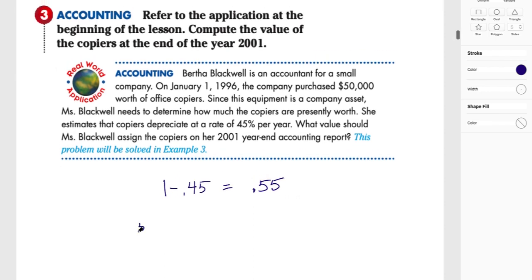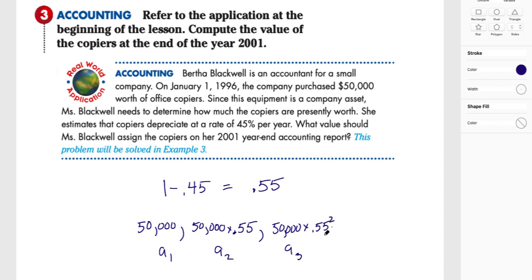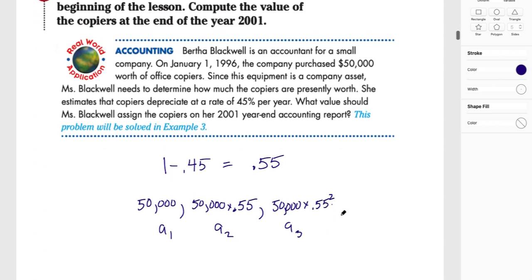So if we start off the first year, it's worth this amount, $50,000. That's how much we bought it for. But the second year, it's going to be worth $50,000 times 0.55. It lost 45% of its value, so it retained 55% of its value. What's going to happen again? We're going to start off with the 50,000 for the third year. So this is the first year, the second year, the third year, and now it's going to be 55% times another 55%, so I'm going to put that to the second power. Y'all see how this works out as a geometric sequence, right?